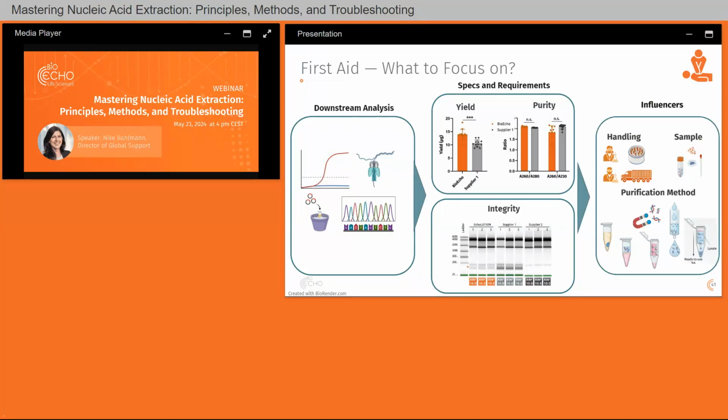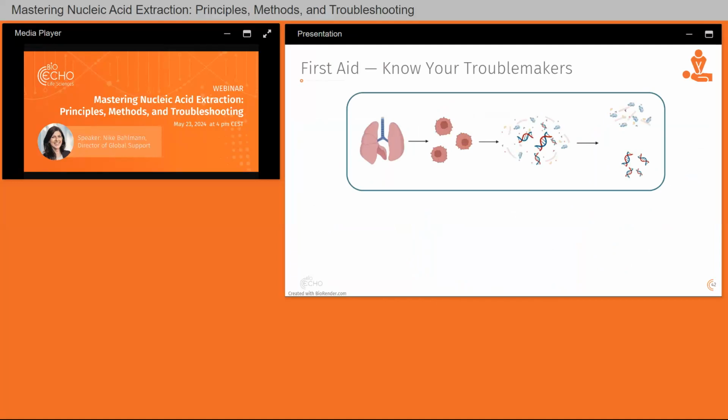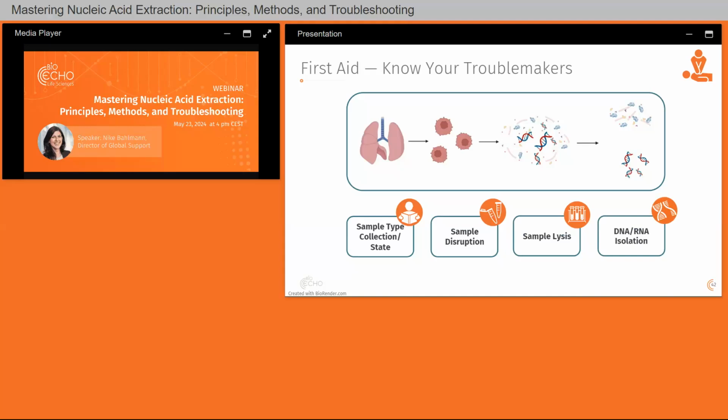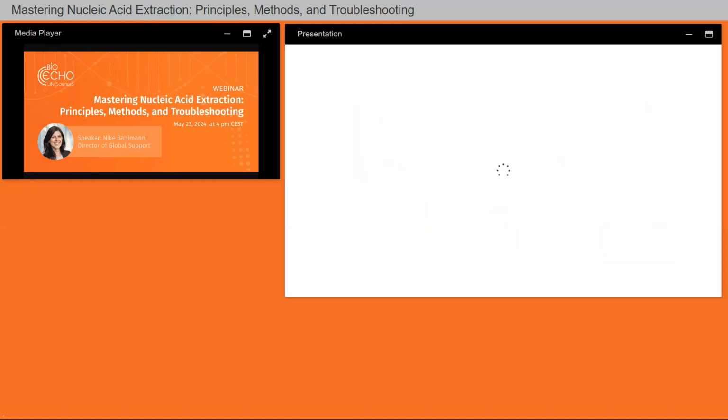But also important, as you mentioned before, think about your influencers. Think about handling. How do I handle my sample? This is also where I think storage has a huge impact. Think about your sample itself and the purification method you're choosing. So know your troublemakers. Usually I try to narrow this down to 4 points. The sample type, meaning how the sample is collected and which state it is in, sample disruption, sample lysis, and DNA and RNA isolation.